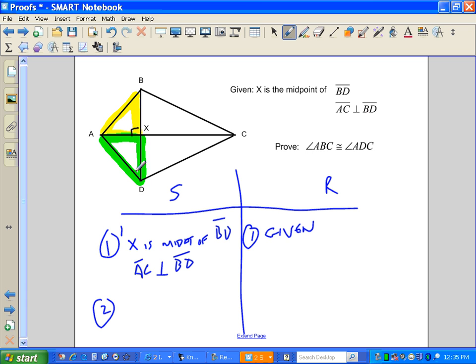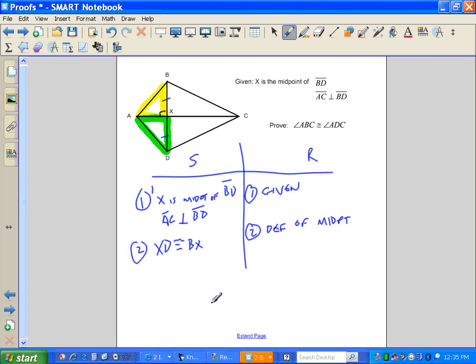First of all, what does it mean to be a midpoint? It means it cuts it in half. So we know that BX and XD are congruent to each other. So XD is congruent to BX. How do we know that? Well, that's what it means to be a midpoint. It cuts in two places, so we write the definition of midpoint. Okay, so we've got that part. Notice that in these green and yellow triangles, AX is in both triangles. So AX is congruent to AX, and that's our good friend reflexive.